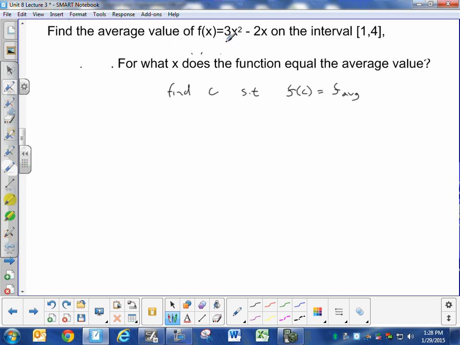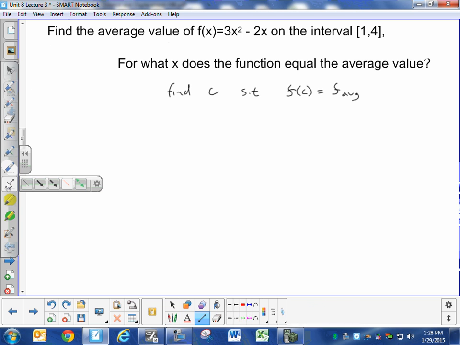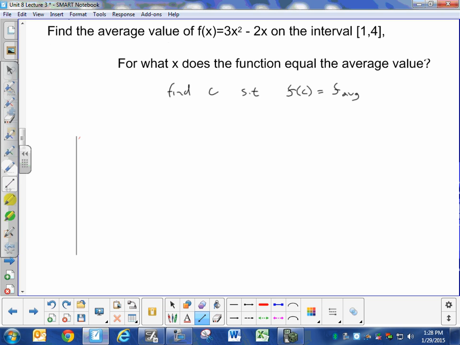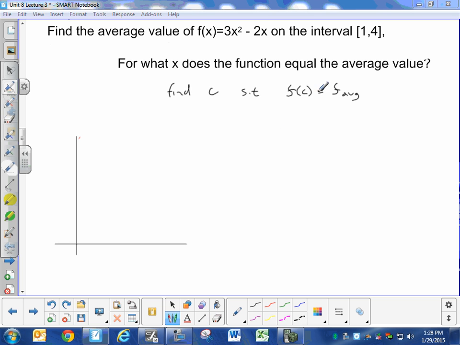So first let's find the average of this function on the interval from 1 to 4. Before I even find the average, I'm going to think about this and make sure I understand where the average is probably going to be. So I'll start with sketching my function. You don't have to do this. You can just blindly go ahead and start plugging in values and, using your formula, find what the average value is. But it's also helpful to see whether or not your answer is going to be right.